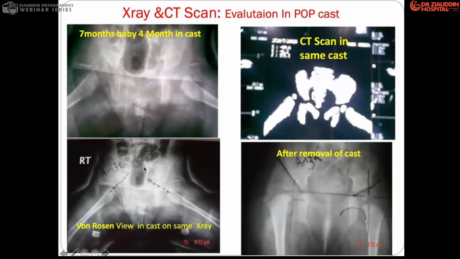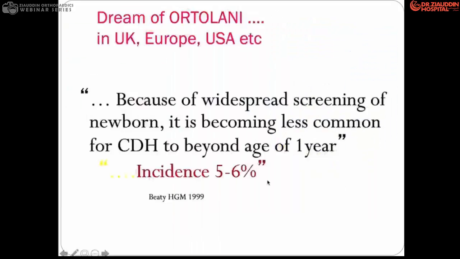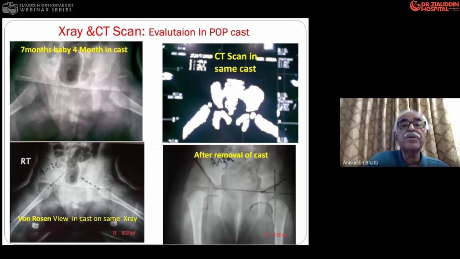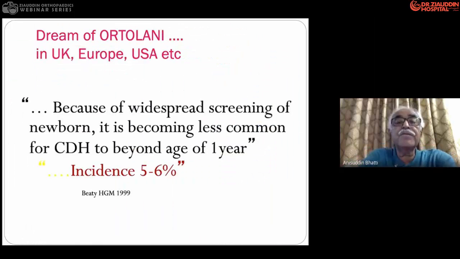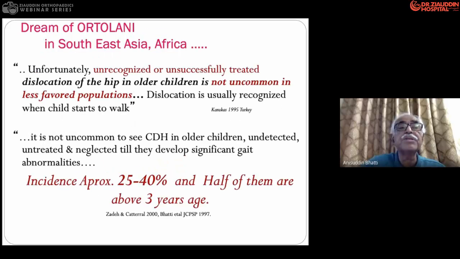So this was again the same case in which we used the CT scan, and after follow-up we found there was dislocation here, initially after removal of the cast, it was good. Because of these wide screening protocols, missed dislocation is decreasing in Europe. It is only 5 to 6%, and nowadays after 2002 there is no missed dislocation because they very carefully do the ultrasonography and the bracing in these conditions.